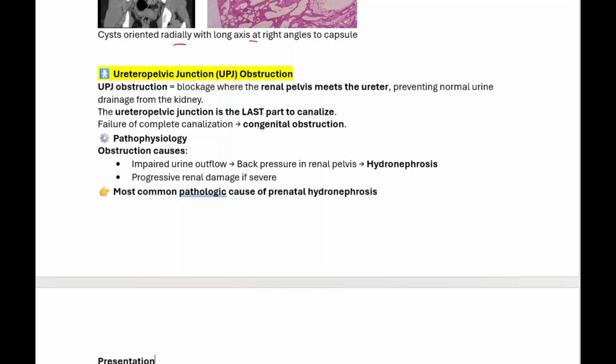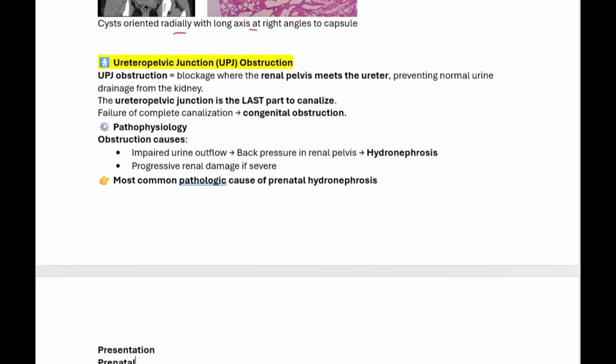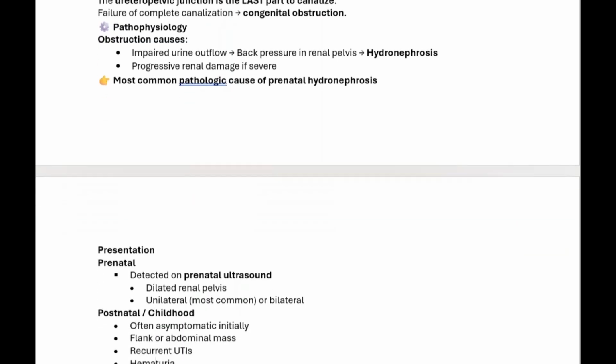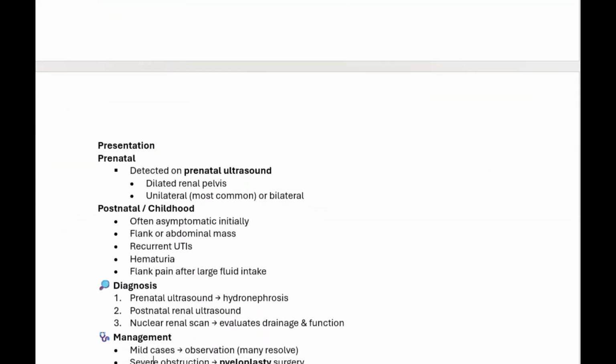And when you look at the pathophysiology, the obstruction causes impaired urine outflow, and because of the impaired urine outflow, that leads to back pressure into the renal pelvis, and that leads to hydronephrosis. And progressive renal damage could occur as a result of this. And this is the most common pathologic cause of prenatal hydronephrosis.